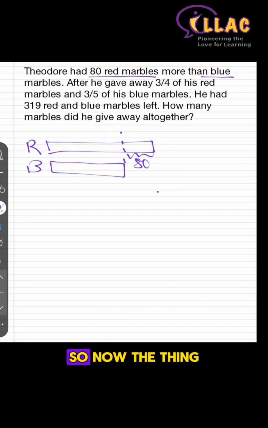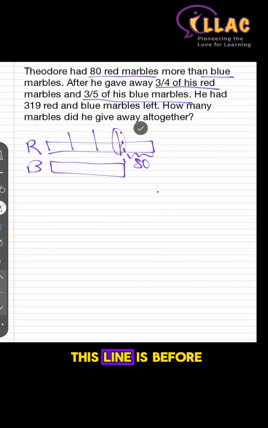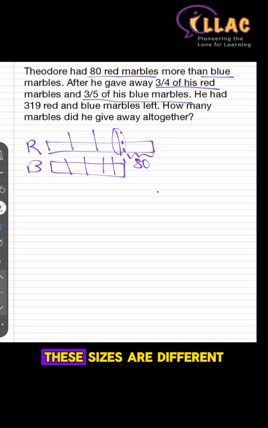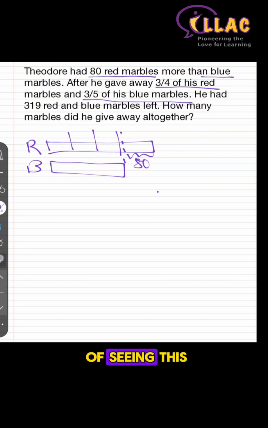Very clear. So now the thing is that 3/4 of the red, which means this entire red part over here is cut into 4, and this entire blue part over here is cut into 5s. How do you cut it? Do you cut it this way? 1, 2, 3, 4. You don't know whether this line is before or after the 80. That is the problem. And when you cut this into 5, you realize that this size is different from the one that is the red. So that is not the most effective way of seeing this.